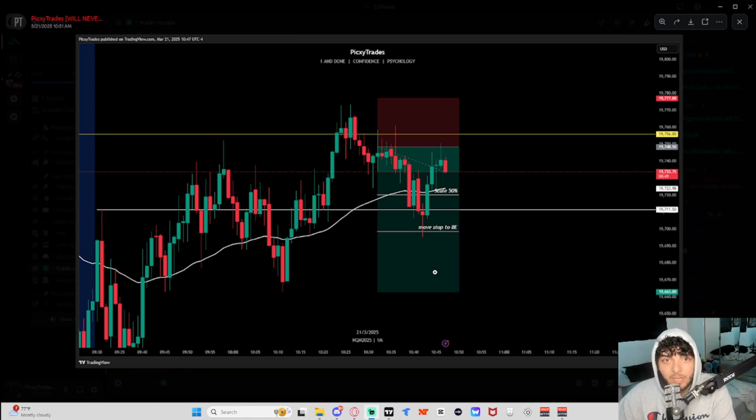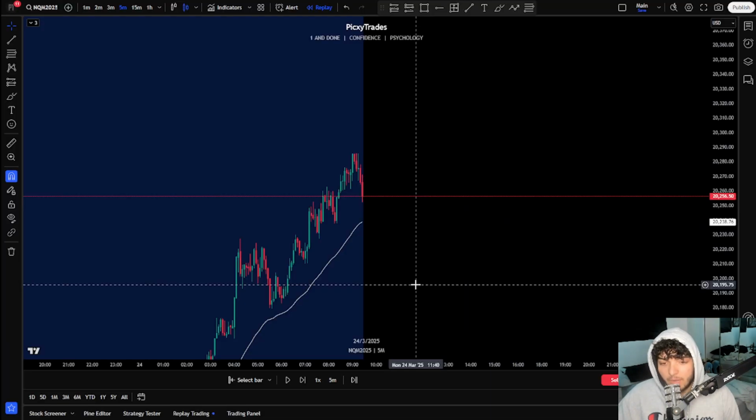I wanted to target this pivot low. However, we couldn't get to it. Rest of my position got stopped out at break even. Solid day. Here we are now in example number 1.